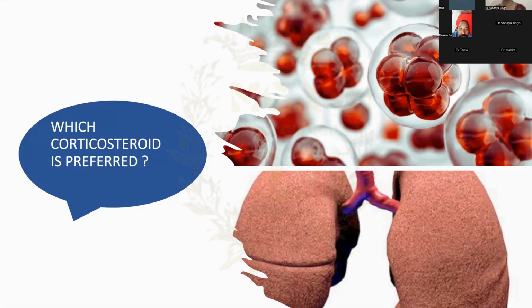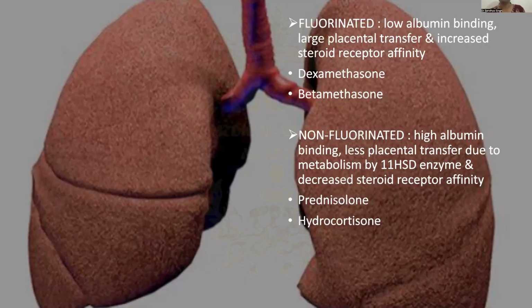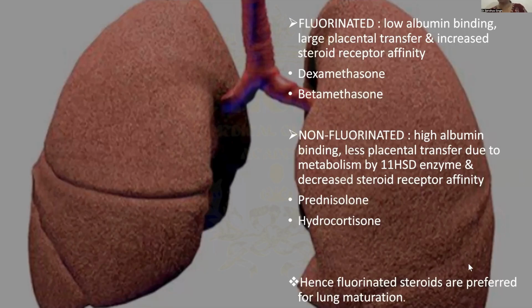Why are we giving dexamethasone or betamethasone? We are not giving prednisolone. Why? There should be some reason. The reason is their metabolism. Fluorinated steroids like dexa and betamethasone are not metabolized by the 11-hydroxysteroid dehydrogenase enzyme. Therefore, a large amount of the hormone is transferred from the placenta to the fetus. But prednisolone and hydrocortisone, which we use in autoimmune conditions, are usually metabolized by this enzyme. Therefore, they are not transferred to the fetus and will not help in lung maturity. Hence, fluorinated steroids are preferred for lung maturity.